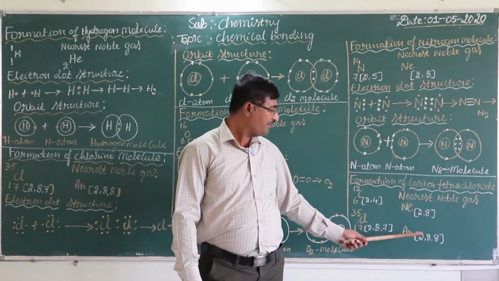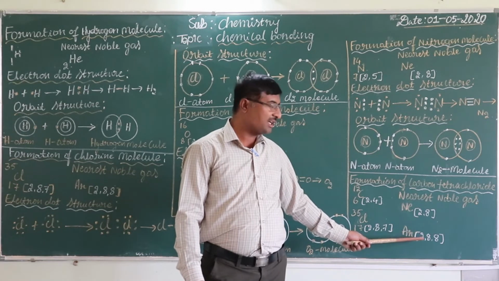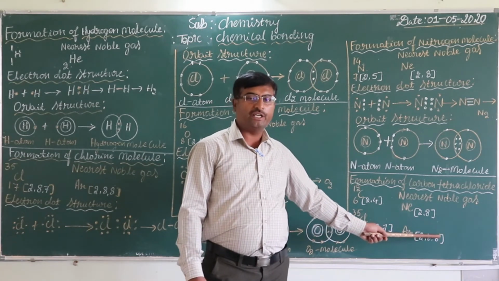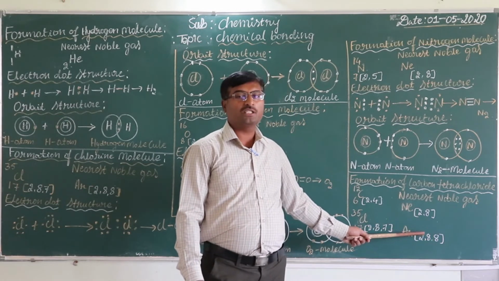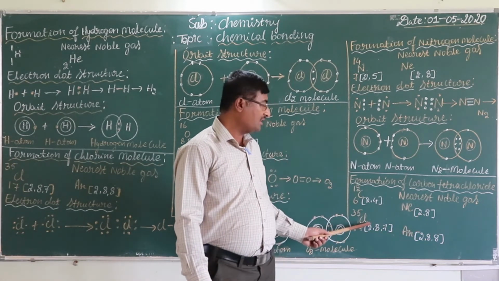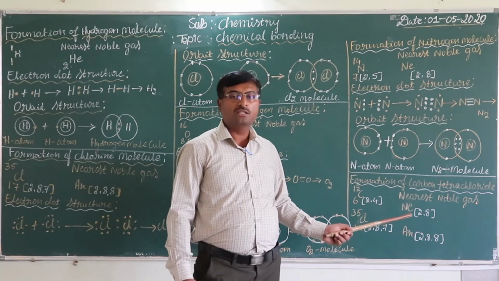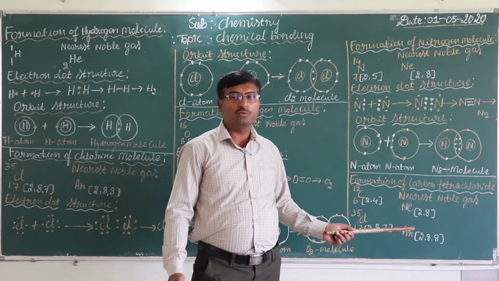Near to this chlorine, argon is there. Argon has the electronic configuration 2, 8, 8. Here in the outermost orbit 8 electrons are there, so it is in a stable configuration. To get the stable configuration, chlorine needs 1 more electron. So chlorine is trying to attract 1 more electron.